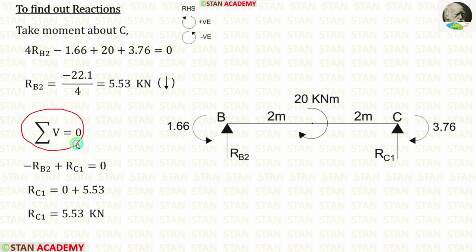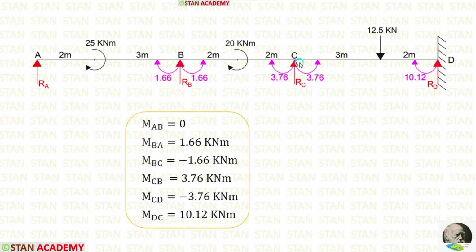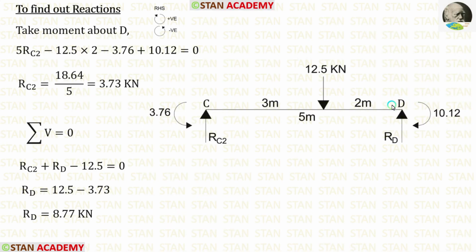Now, using the rule summation of vertical forces is equal to 0, we can calculate RC1. After applying the rule, we are getting RC1, which is equal to 5.53 kN. Now let us take the span CD and calculate the vertical reactions. In the span CD, there are two moments, MCD, which is acting in the anticlockwise direction, and MDC, which is acting in the clockwise direction. By taking moment about D, we can calculate RC2, which is equal to 3.73 kilonewton. By applying this rule, we can calculate RD, which is equal to 8.77 kilonewton.